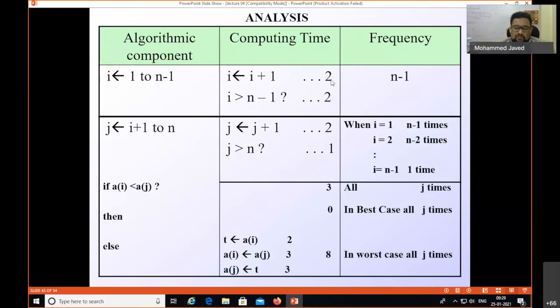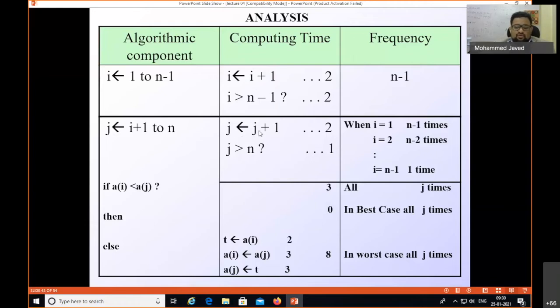So now total operations for this for loop is four, and this is three. In this case, if the condition is three, if the condition is true here, then it will be zero, meaning no swapping takes place. Whereas if the element is smaller, then eight operations for swapping will take place. So this will take for all j times. In the best case, for all j times this is zero, zero number of operations. In the worst case, all j times will be executed. So now, this is an interesting for loop.